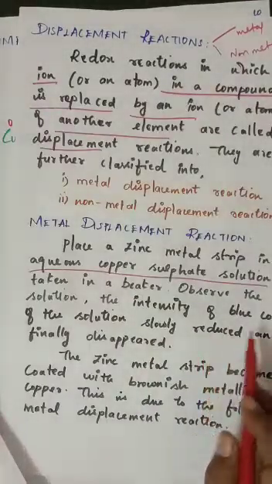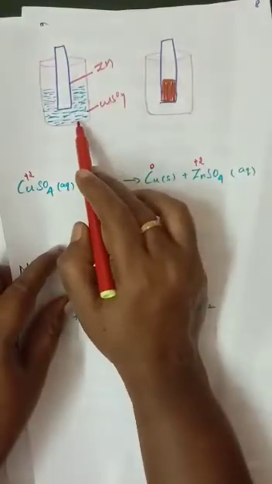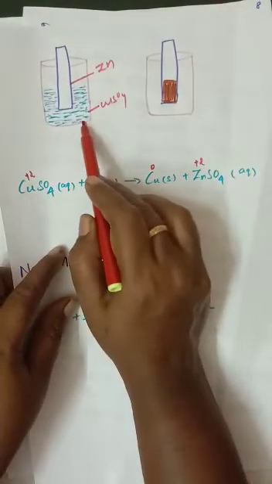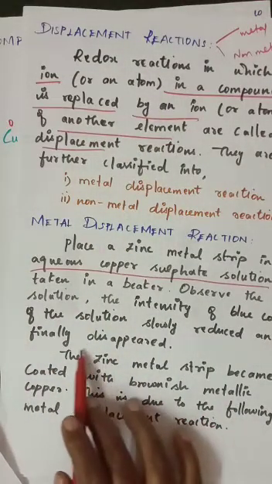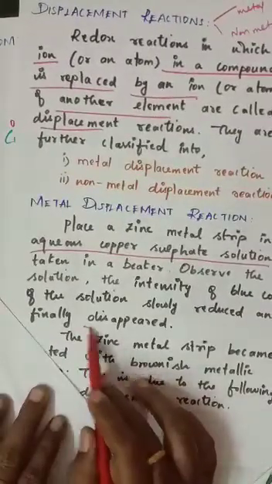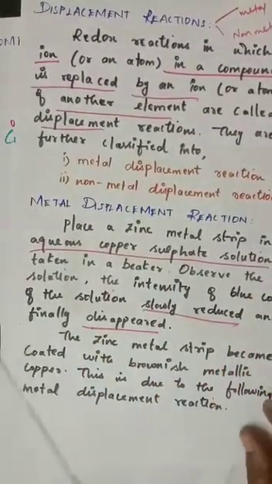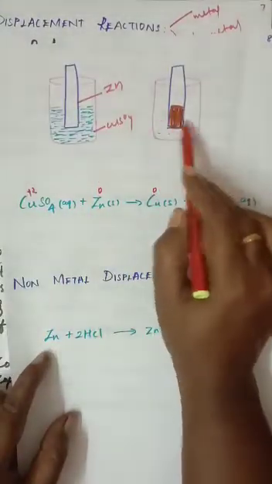So what happened? The intensity of the blue color of the solution slowly reduced. Copper sulfate is actually blue in color, no? The intensity of the color slowly reduced, and finally the color disappeared. So it becomes a colorless solution.